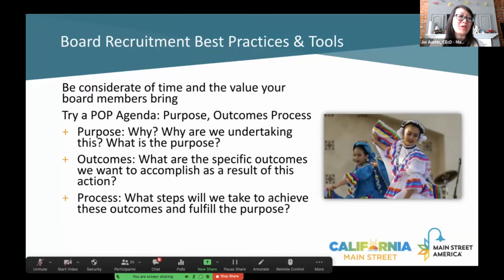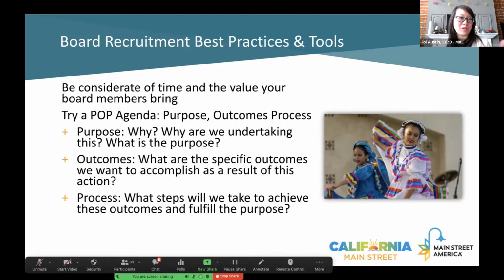And then, really be considerate also of time and value for your board members. We have this practice that we actually use at Main Street America. It's called a POP agenda. This doesn't have to be the way that you consider running meetings, but it's just a suggestion perhaps. It's purpose, outcomes, and process.